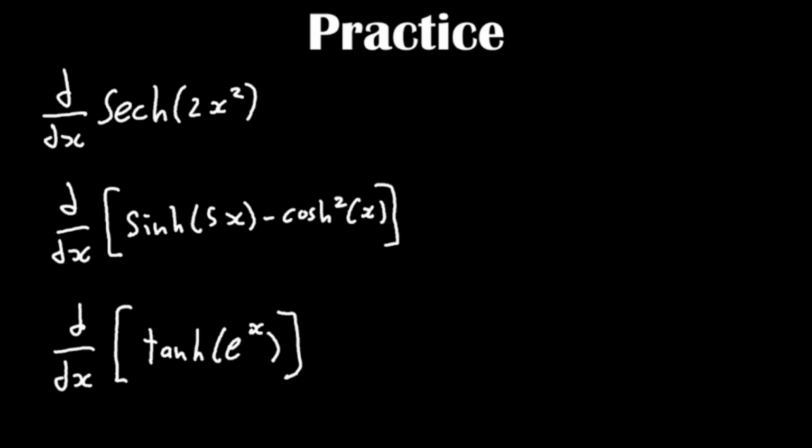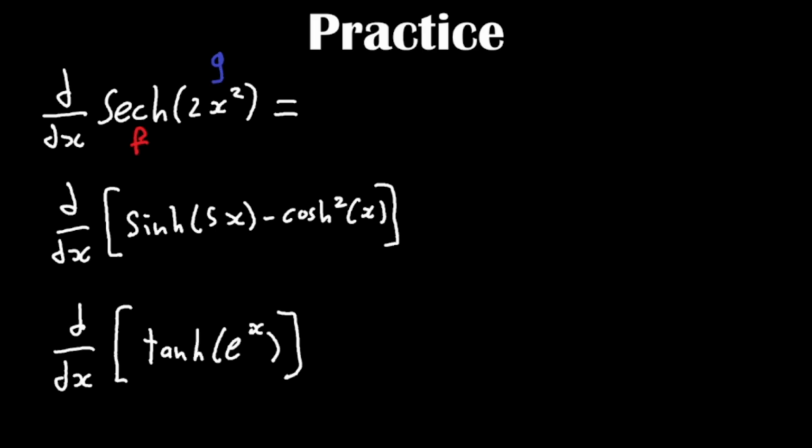Alright, so let's do some practice with these hyperbolic derivatives. So for this first one, we know that the derivative of hyperbolic secant is negative hyperbolic secant times hyperbolic tangent. So we actually need to use our chain rule here, because our outside function, we can call that f, is hyperbolic secant, and our inside function, we can call that g, is 2x squared.